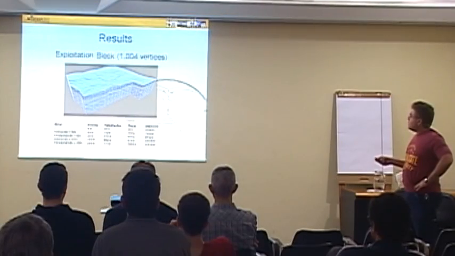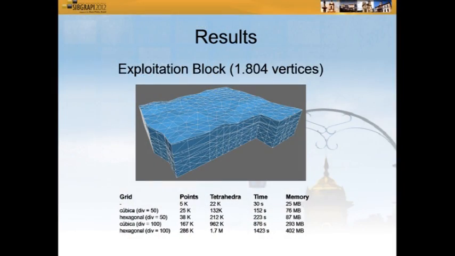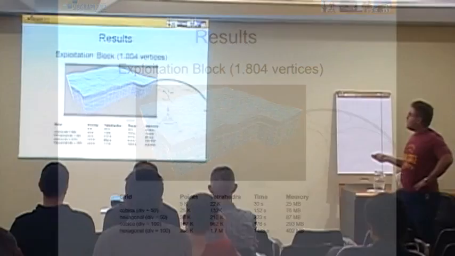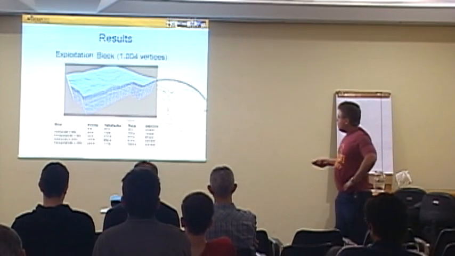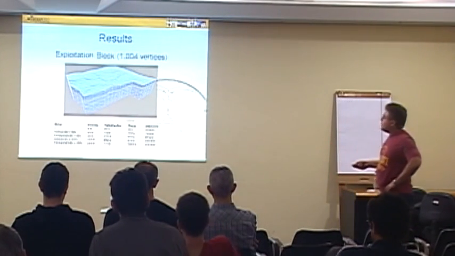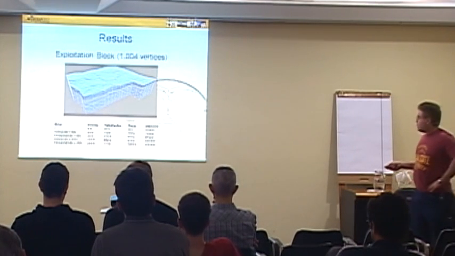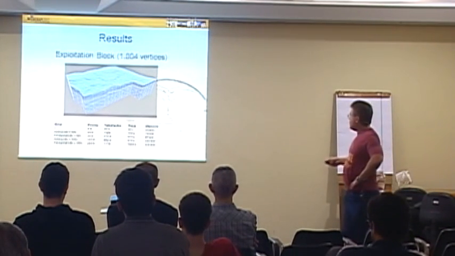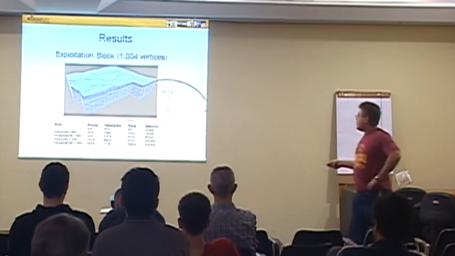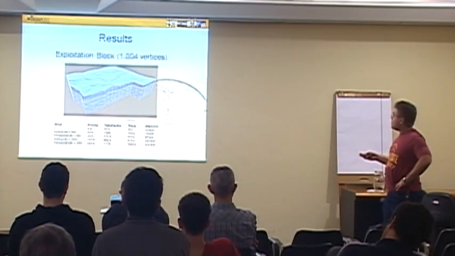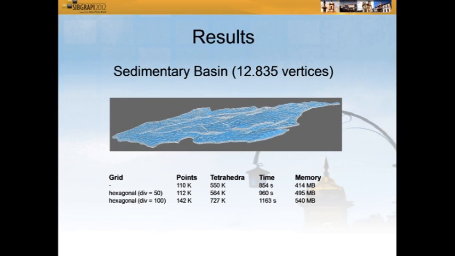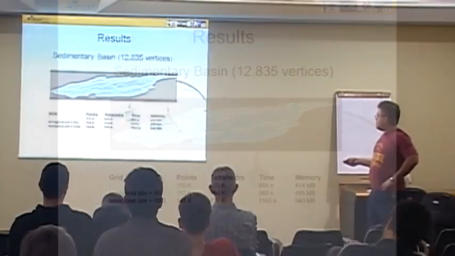Here, the result using a geological model and a block used. This is fake, this is not a real model, but it would be an exploitation block. We have the type of grid we used to create the mesh, the number of points, number of tetrahedra, the time, and the quantity of memory used to produce the mesh. And here, a sedimentary basin. We have two types of grids, number of points, tetrahedra, time, and memory consumption.